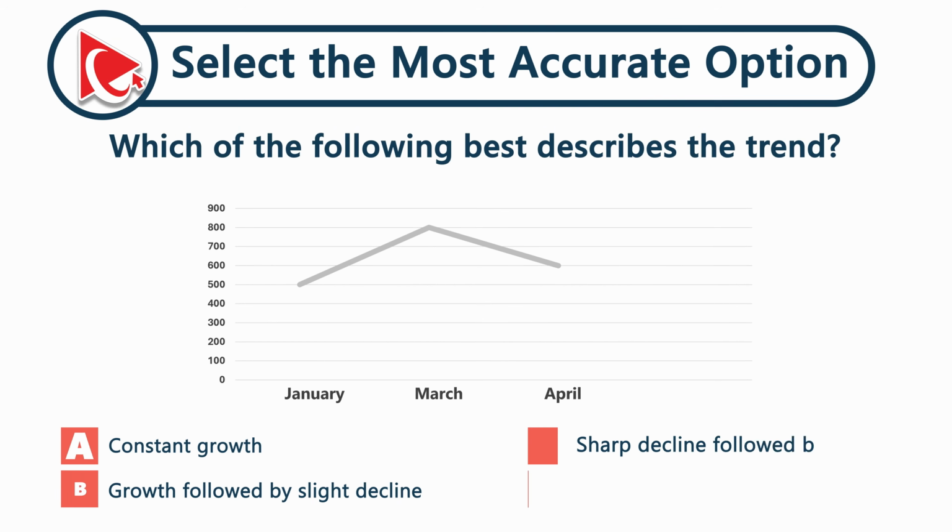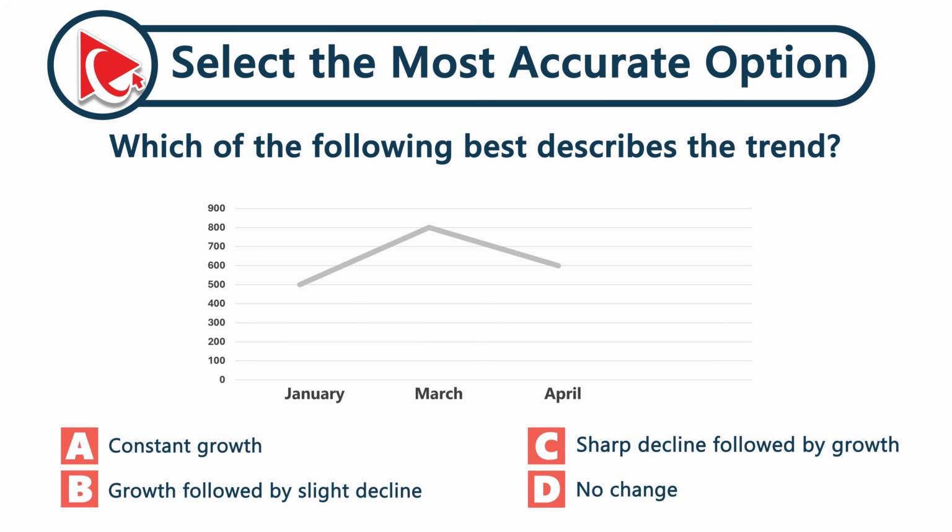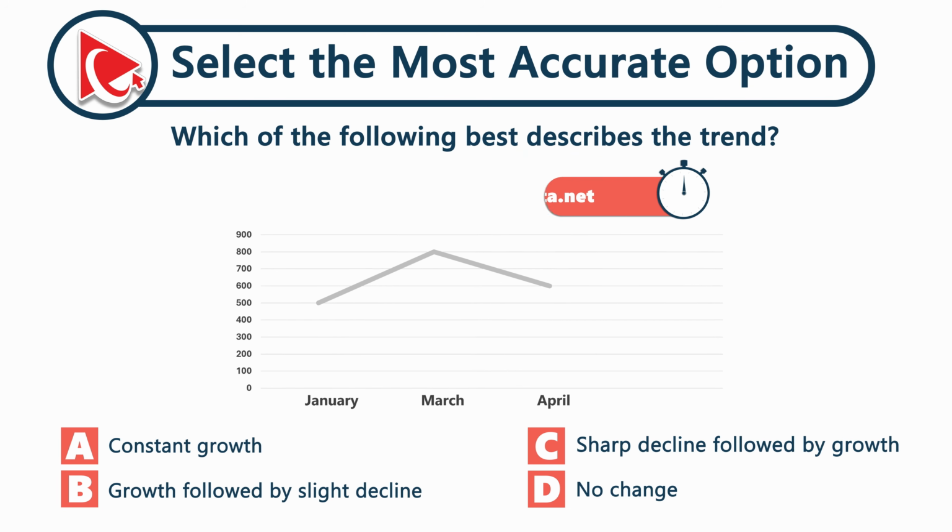Here's a quick challenge in trend interpretation. Can you read a simple chart and choose the most accurate description? Take a close look and watch the line closely. From January to April, how does the trend change?